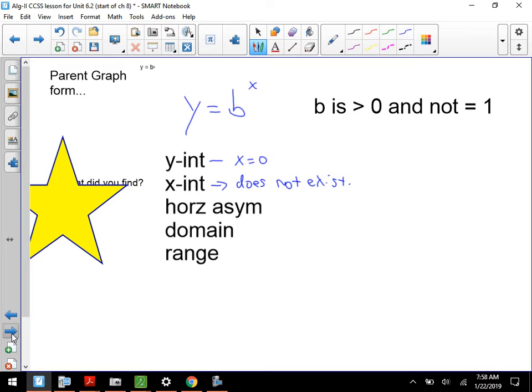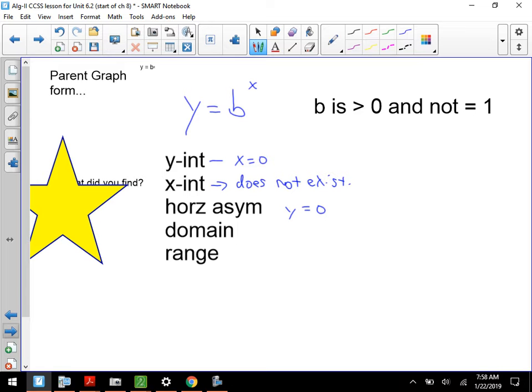Which means there's a horizontal asymptote. In this case, we're going to have a horizontal asymptote at 0. At y equals 0 will give us a horizontal asymptote. Looking back at that graph, the domain goes for possible x values, range goes for possible y values.